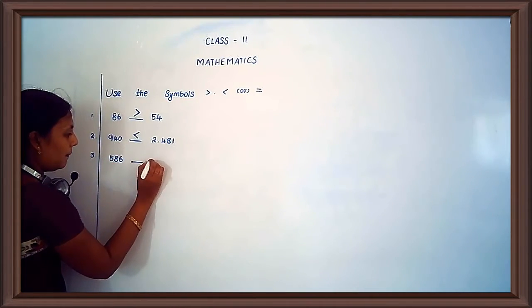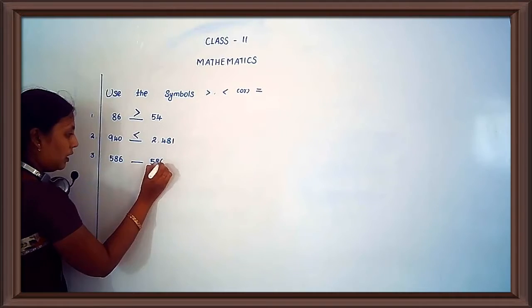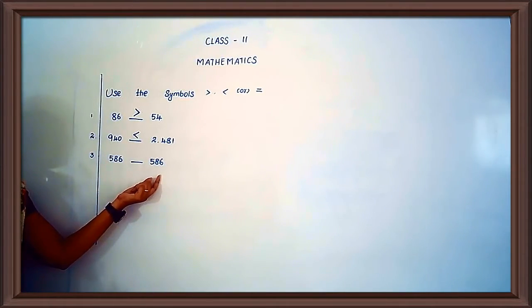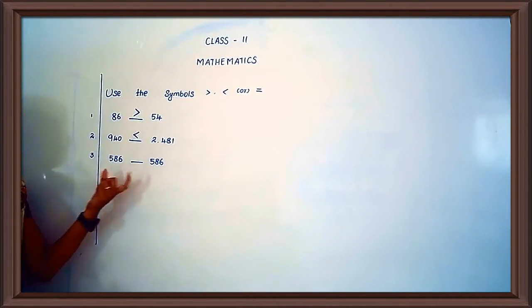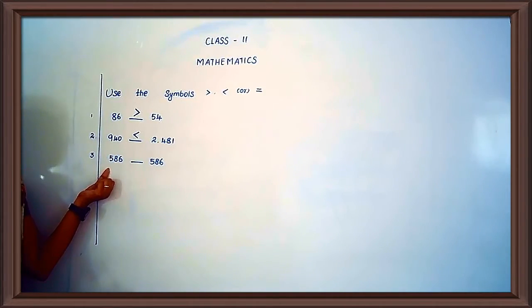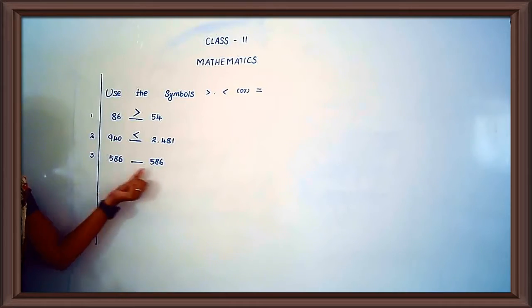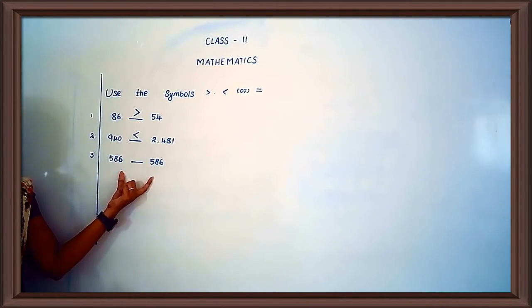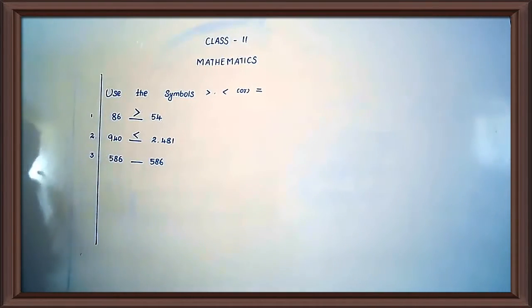Then the third one: 586 and 586. This is how many digit number? 3-digit number. And that side is how many digit number? 3-digit number. Okay, both sides are 3-digit number. Okay, see the number. What is this number? 586. Both sides of the numbers are equal. Yes or no?